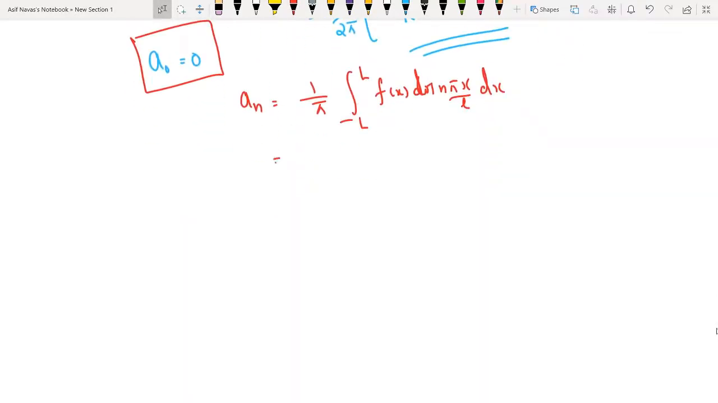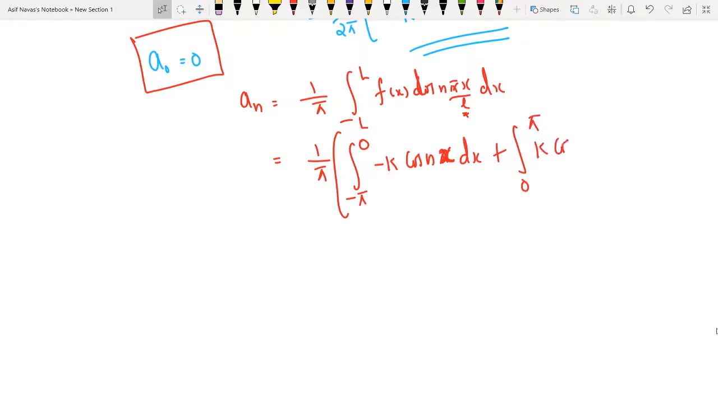So this is equal to 1 by pi integral minus pi to 0, f of x is minus k, cos n pi x by L. L is again pi, so pi and pi get cancelled, so we will get cos nx dx, plus integral 0 to pi k into cos nx dx.